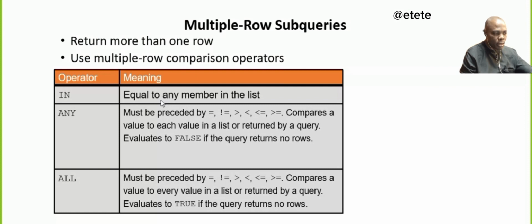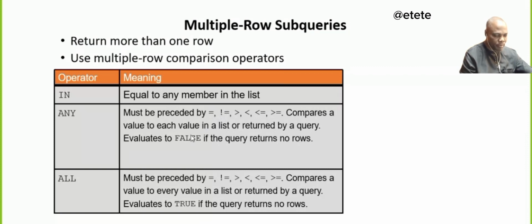So in equal to any member in the list, because the subquery is going to return things inside the list. You will see it practically. Any, this any must be preceded by equals to, not equals to, greater than, less than or equals to, greater than or equals to. Compares a value to each value in a list or returned by a query. It evaluates to false if the query returns no rows.